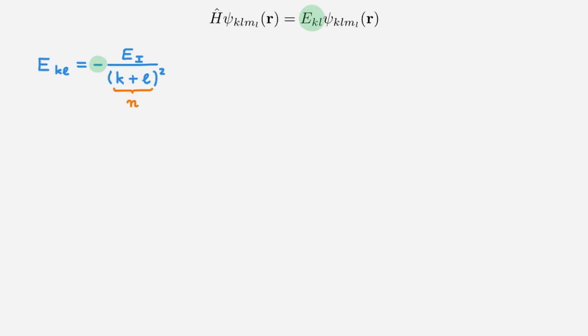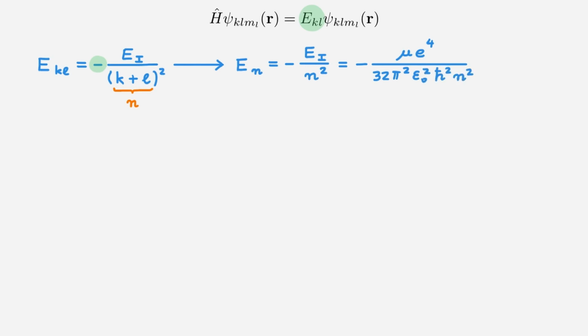In terms of this new label, we can write the eigenvalues E sub n as equal to minus the ionization energy over n squared. Remembering the expression for the ionization energy that we had earlier, we can rewrite this expression in terms of the reduced mass and the electron charge on the numerator, and this constant multiplying the squares of the vacuum permittivity, the reduced Planck constant, and the label n.